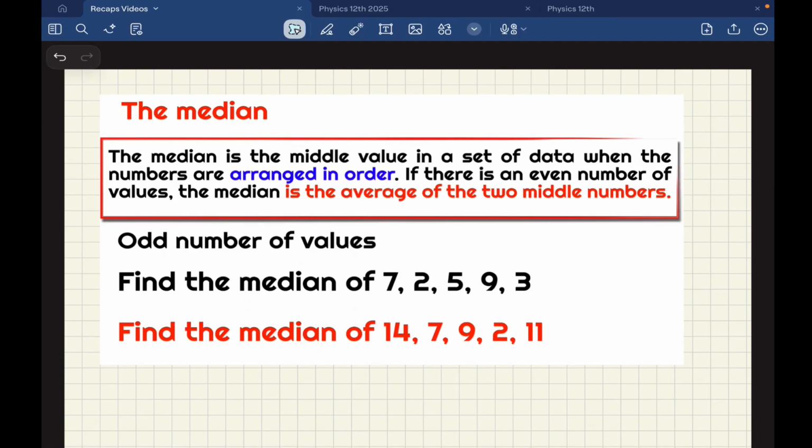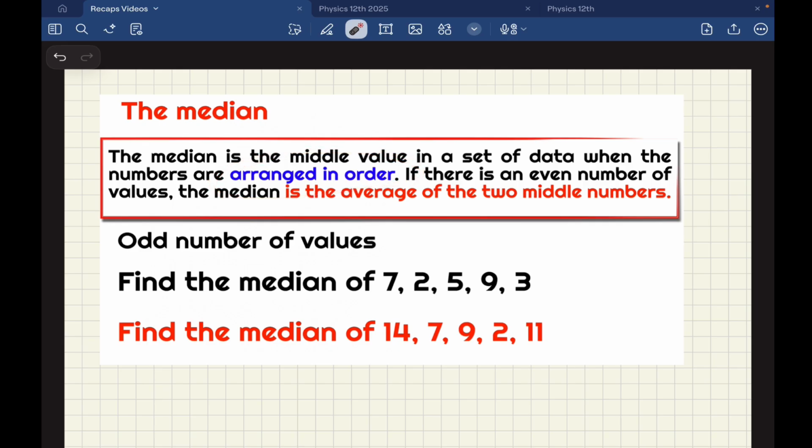Okay guys, finally, this is the last measure of central tendency, the median. So what is the median? Basically, it is the number just at the middle of a data set when the numbers are arranged in order.